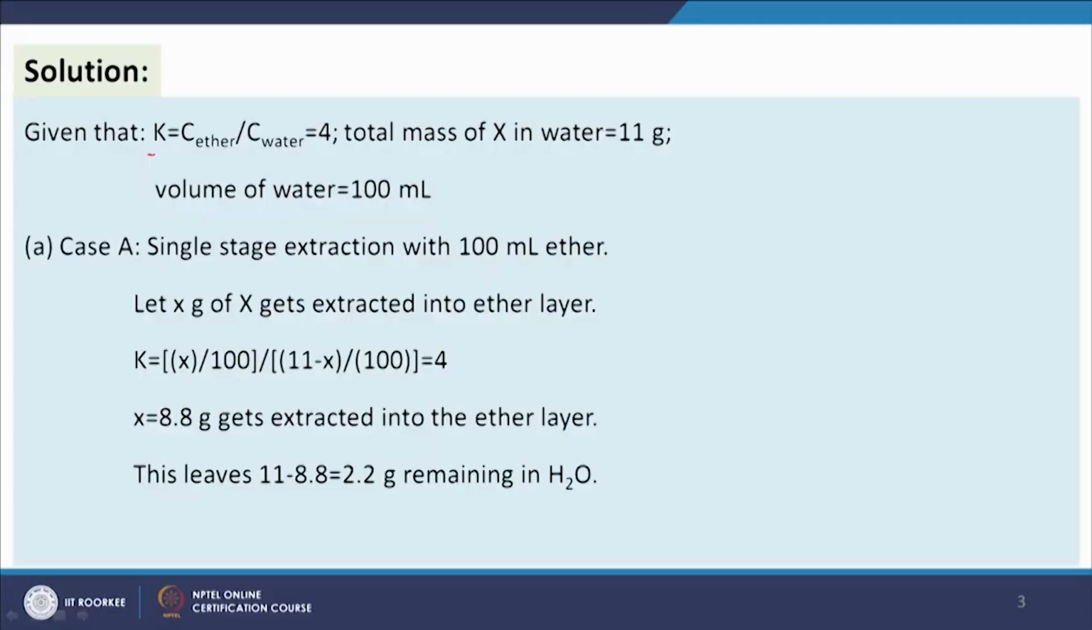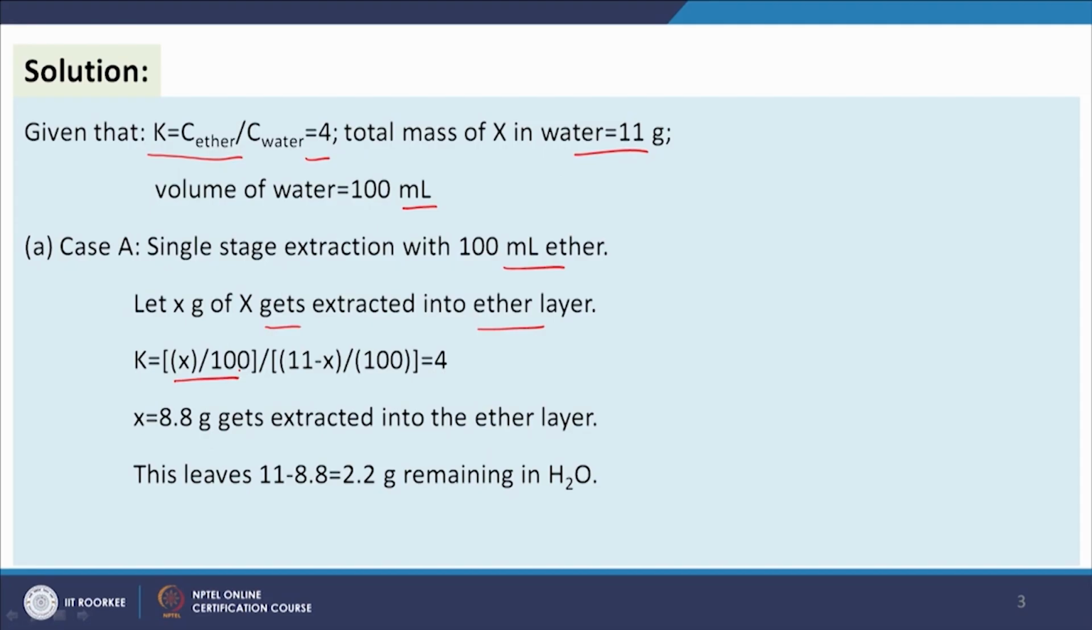So, what we will do: we have K, that is equal to the concentration of that pollutant X in ether divided by C water, that is equal to K, given as 4. The total mass is also given, that is 11 gram, and the volume of the water is 100 ml. So, for case 1, single stage extraction with 100 ml ether, what will we get? Let x gram of X get extracted into the ether layer, and the concentration is x by 100, that is x gram per 100 ml.